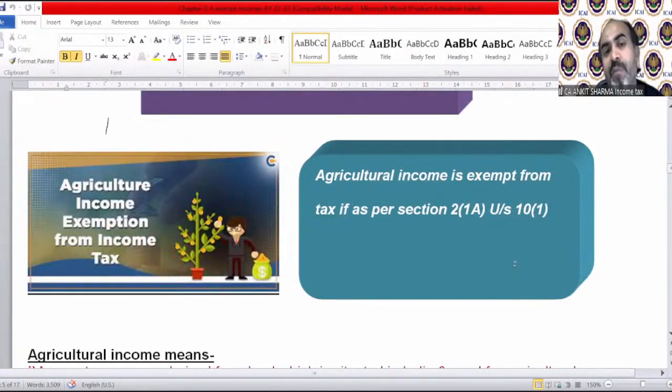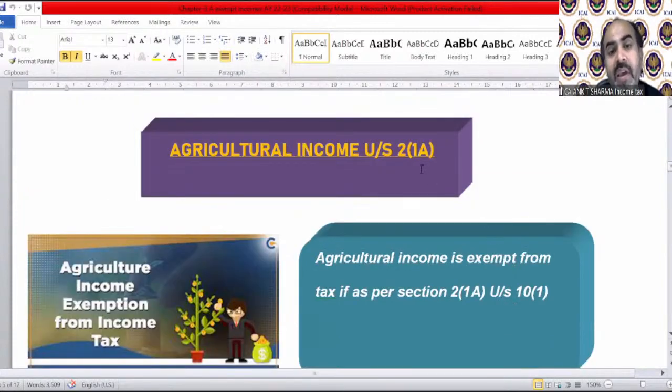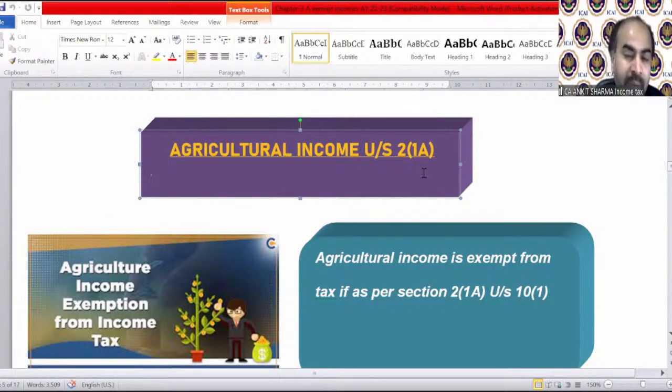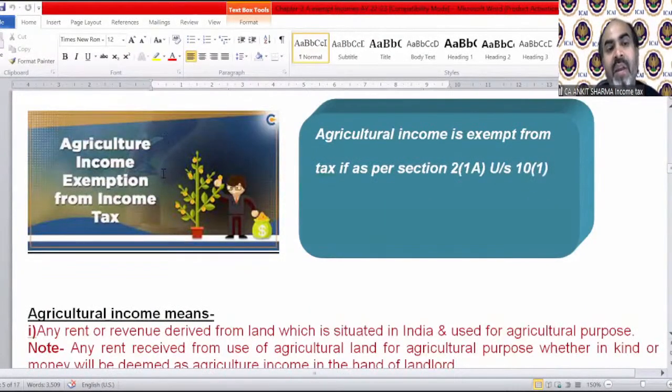So that is exempt from tax under section 10(1) only if it satisfies the definition of agricultural income as under section 2(1)(a). What I am trying to say is that if your income falls under section 2(1)(a), that will be considered agricultural income and that income can avail the exemption under section 10(1). So what we are going to discuss first is section 2(1)(a). What is the meaning of agricultural income? Because if you have an agricultural income, that is going to be exempted.